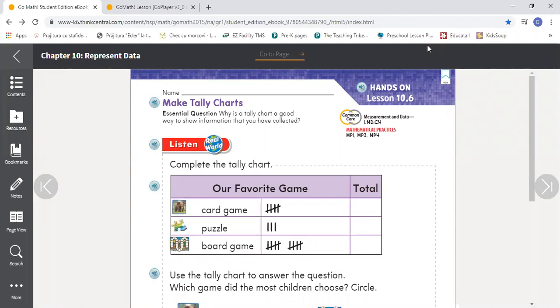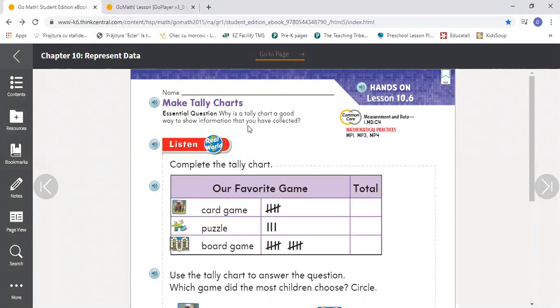Let's see what is the lesson title we will talk about. If you follow my mouse, you can see that it's lesson 10.6 and the title of the lesson is Make Tally Charts. So, what will we learn in this lesson? Let's see the essential question. Why is a tally chart a good way to show information that you have collected?